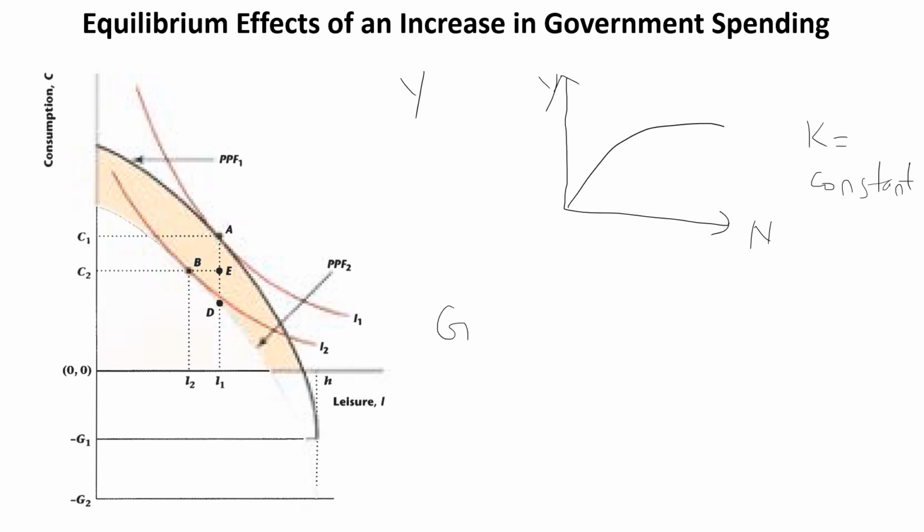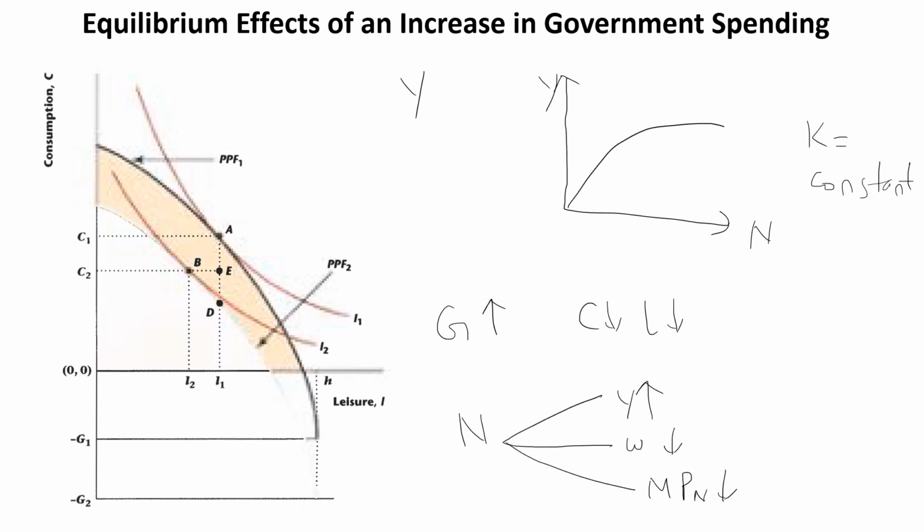So to summarize, whenever there's an increase in government spending, there's going to be a decrease in consumption and leisure. And obviously, whenever there's a decrease in leisure, that means that there's an increase in the number of hours worked, which means that there's an increase in employment. Now, an increase in employment means that there's going to be an increase in output, and there's going to be a decrease in the marginal productivity of labor, which means that there's going to be a decrease in the wage rate, that is W.